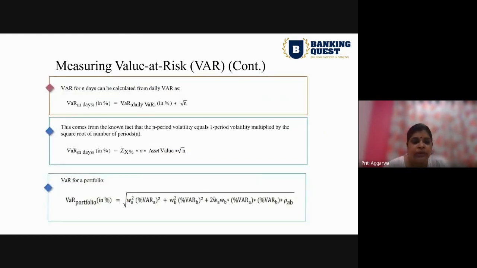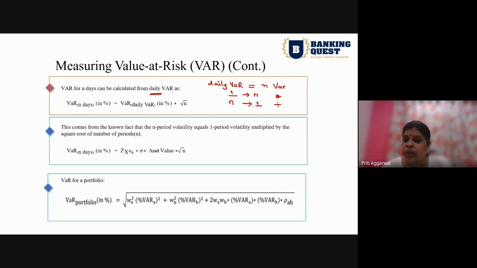So measuring value at risk on a daily basis, given n days: let's say the daily VAR is known to me and I have to calculate it for n days. So I'm going from 1 to n, so I will multiply. If I am given a VAR of n days and I have to calculate a 1 day VAR, then I will be dividing it.